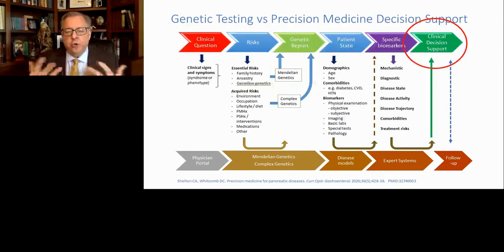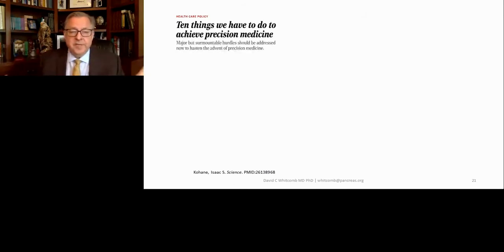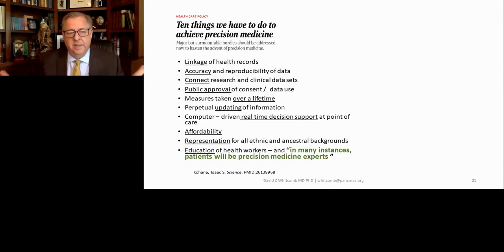the other? Those pieces of information then provide clinical decision support with a follow-up to understand patients that do or do not respond to the recommended treatment, and to continually learn a better way to provide precision information to each and every patient. There are 10 things that have been proposed that have to be done in order to achieve precision medicine. These have been listed and published a number of years ago with the beginning of the precision medicine interest. And all of these have to be brought together in some way.